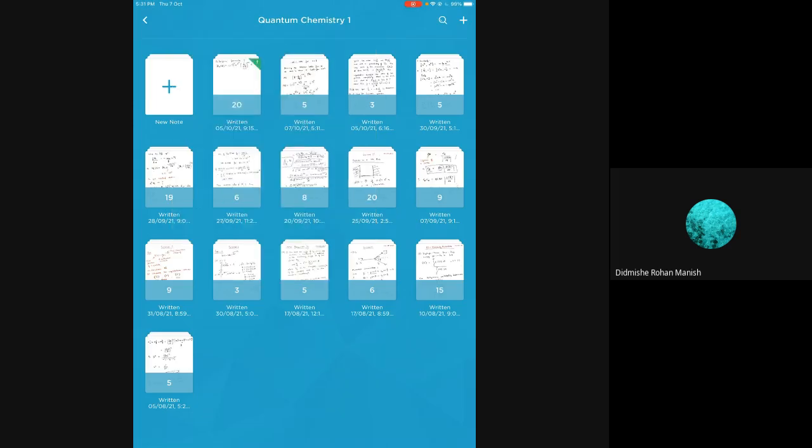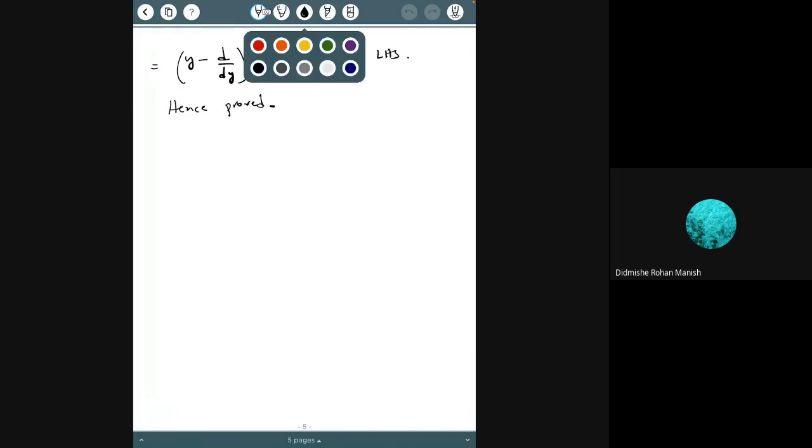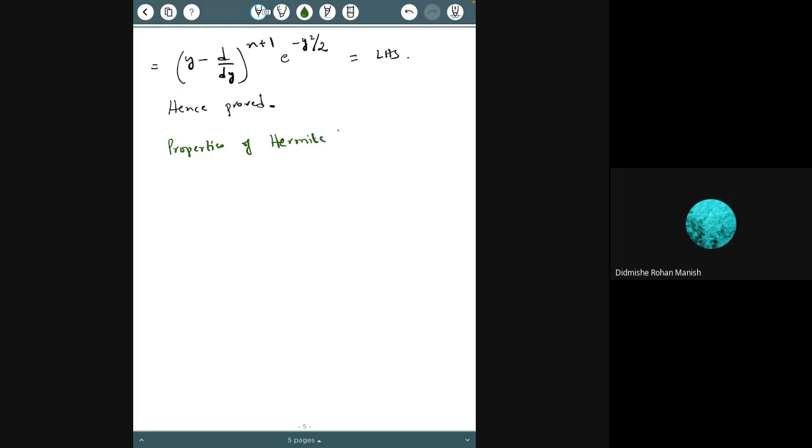So then let's continue with some more. This is the equivalence now. And so now we'll do some properties of Hermite polynomials.